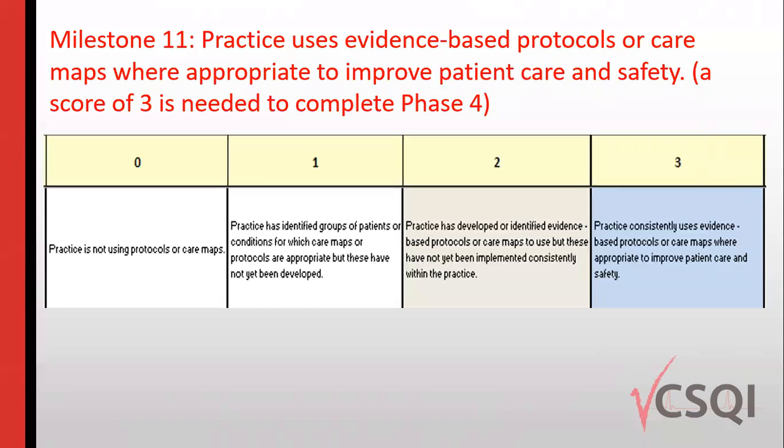So here again, you see a 0 is indicating the practice is doing nothing about using protocols. And when you get to a 1, they've identified groups for which a care map might be appropriate, but not yet developed them. At 2, they've developed them, but are not using them consistently. And 3, you're meeting the milestone. You have evidence-based protocols or care maps where appropriate, and you're using them consistently.